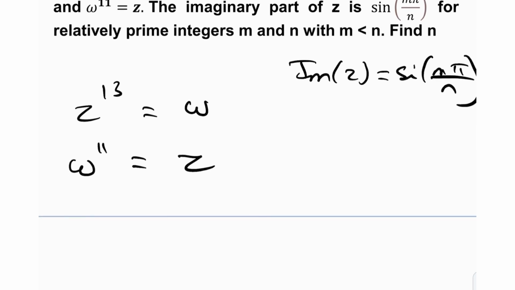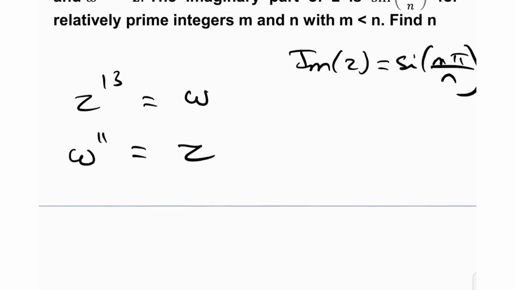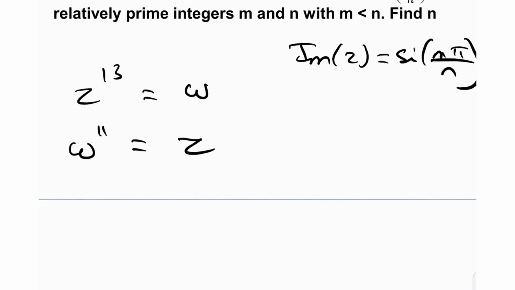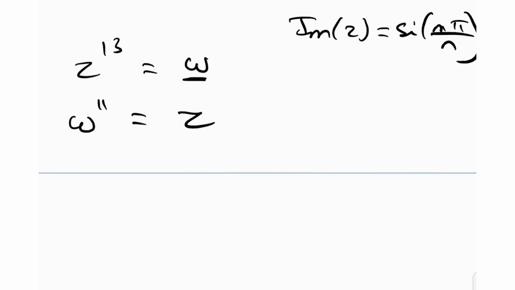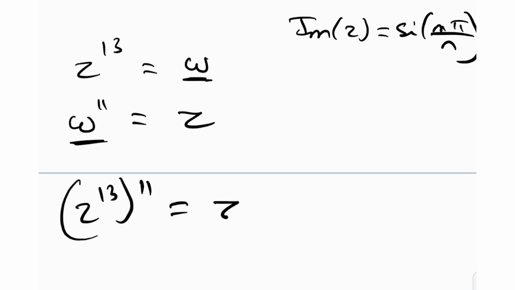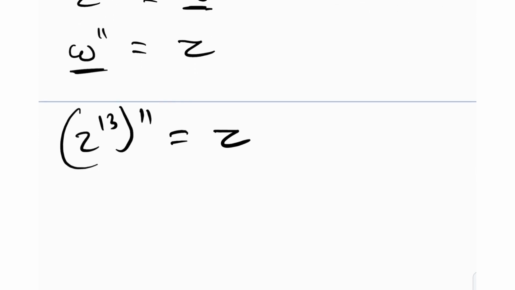Really it has not much to do with omega. This omega is just an interstitial complex number. It's not giving us much help here. At the end of the day we need to deal with the complex number z. So I can take this value of omega and plug it in here. z raised to the power 13 is omega, raised to the power 11, and then we get back z. 13 times 11 is 143, so z raised to the power 143 is equal to z.